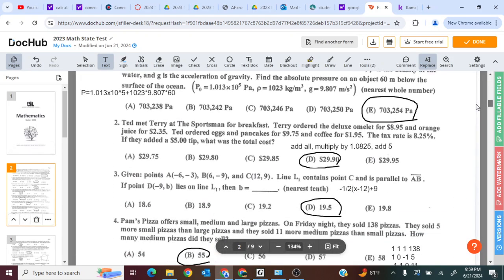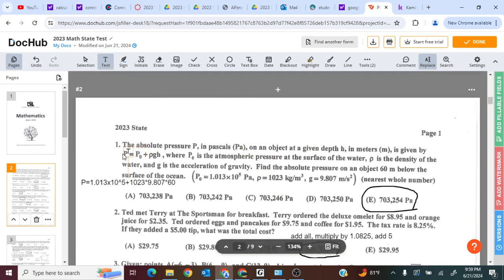Okay, number one, basically you have all this stuff, plug in all the values they give you. Your height is 60, and you get this pressure right here.